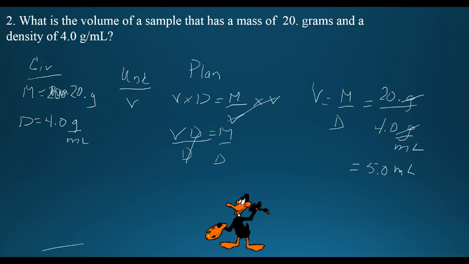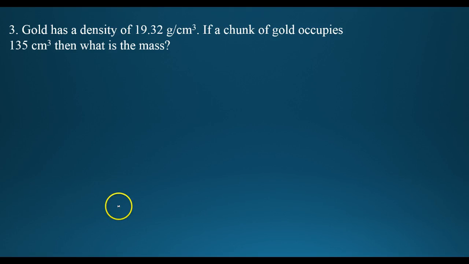Okay, last, we have gold having a density of 19.32 grams per centimeter cubed. And if a chunk of gold occupies a volume of 135 centimeters cubed, then what is the mass? Now, why did I say volume? It doesn't say it in the problem, but I recognize that centimeters cubed is a volume unit. So I made that connection right away, and that's what I need you to do, is to be making connections.